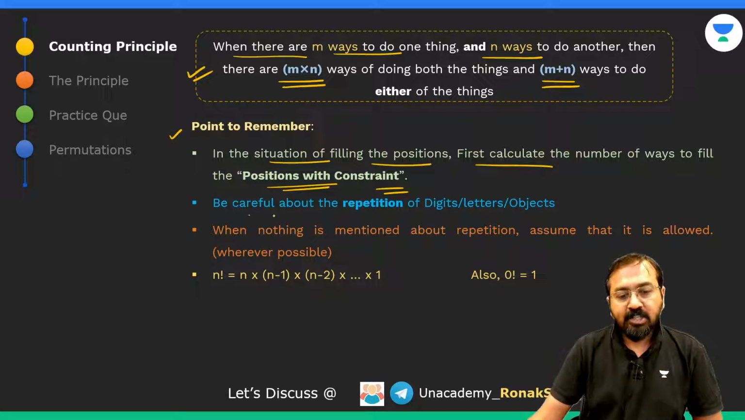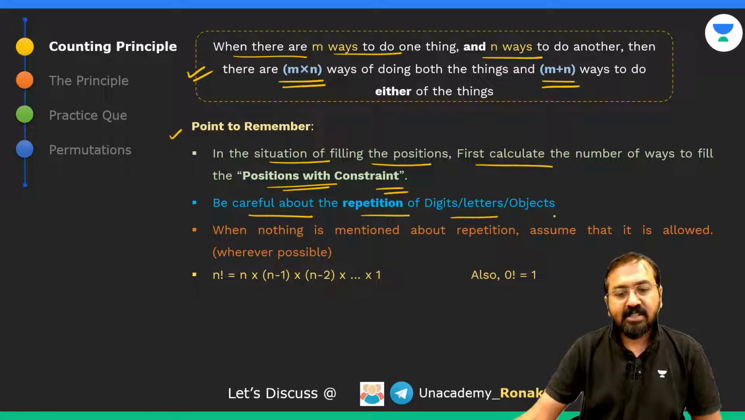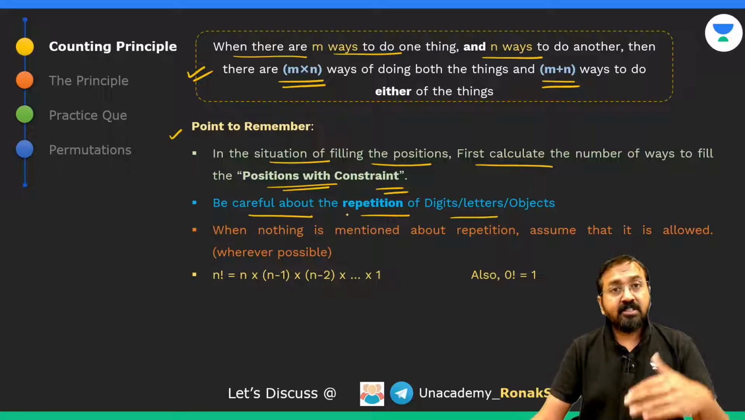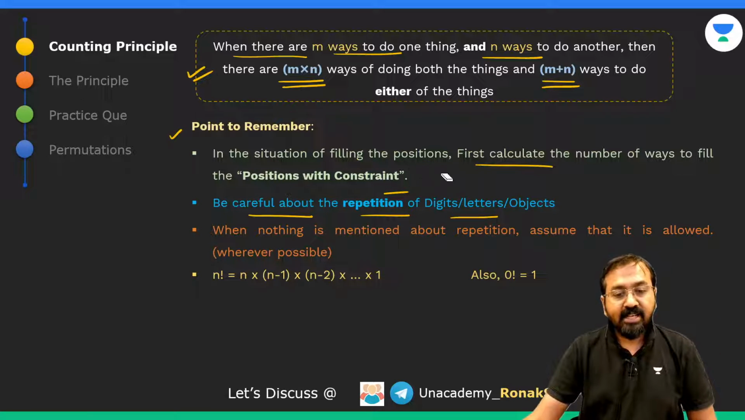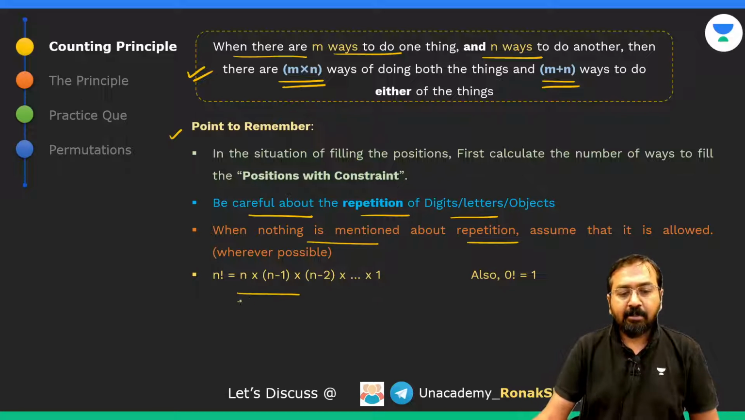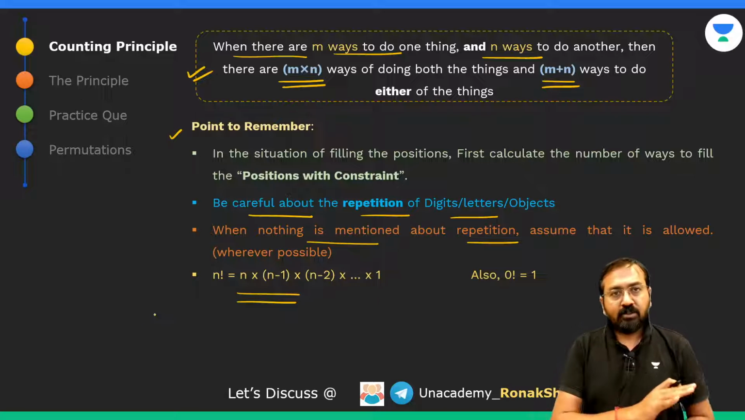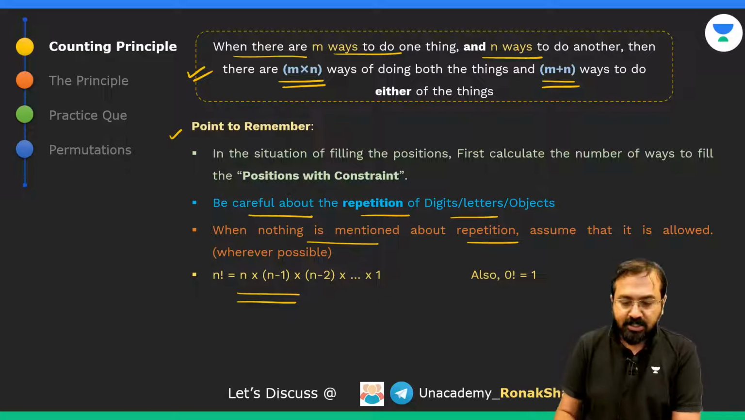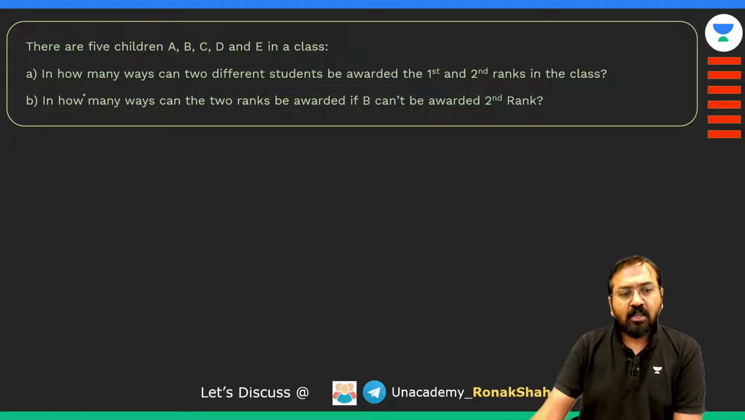Then the second point is, be careful about repetition of digits, letters, objects, whether it's mentioned in the question or not. So just read that carefully. If nothing is mentioned, then you can always consider that repetition is allowed, right? And remember these factorial values. That is what you will require to solve these questions. So let's straight away look at a question.